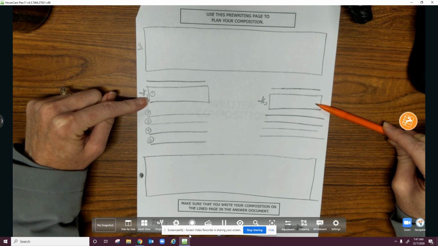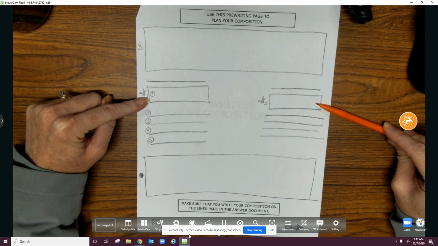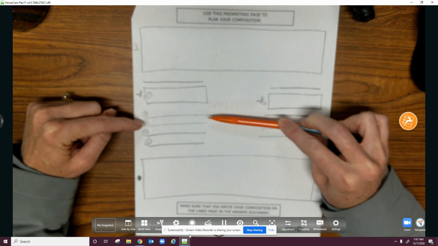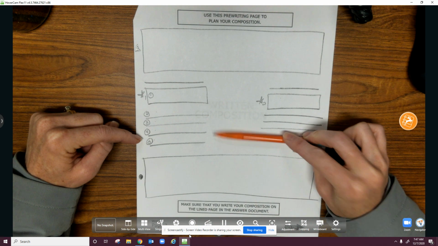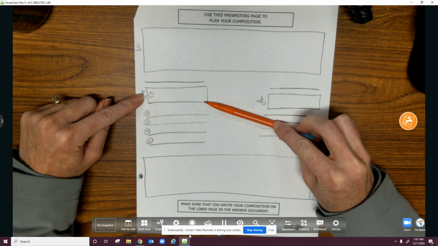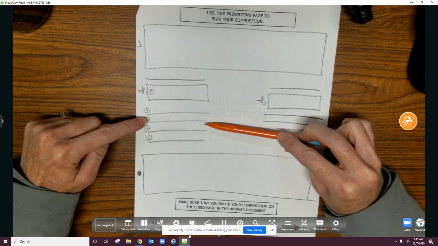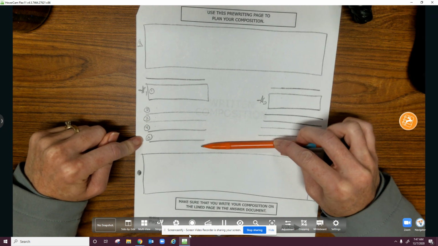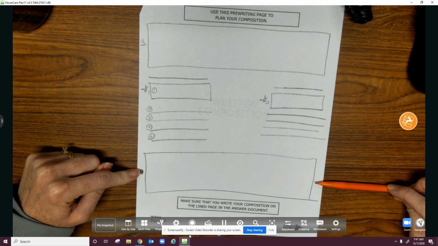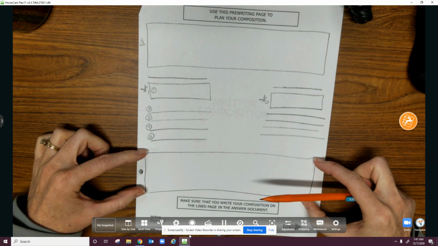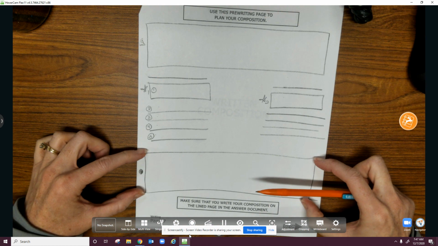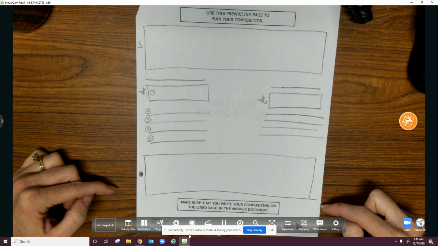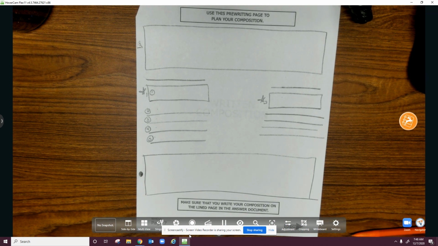So each star 1 and star 2 will be 5 sentences. It will be our reason and 4 supporting details. So my reason will be my first sentence, and then my supporting details will be the 4 sentences that follow. Again, the conclusion down here, make that paragraph nice and big so that you can write inside of it. Just remember, you need all of this before you can move to the next part.